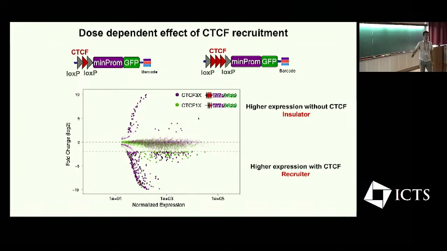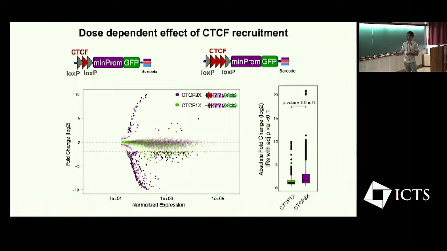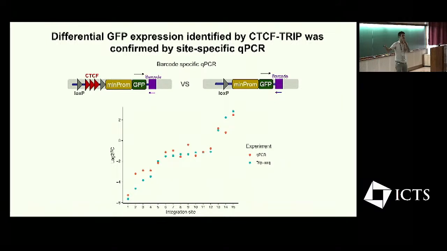So in this case, CTCF seems to be working as a recruiter of enhancer activity. You can see here how the absolute fold change is higher when we have more CTCF, showing that there's a dose-dependent effect here, which makes sense because CTCF, just like any transcription factor, has to bind and unbind. So if you have more cassette, you have more probability for it to bind and recruit cohesin and form loops. We confirm that the measurement of expression from the barcodes that we get from our approach, if we measure the expression by qPCR, the results are pretty much the same.